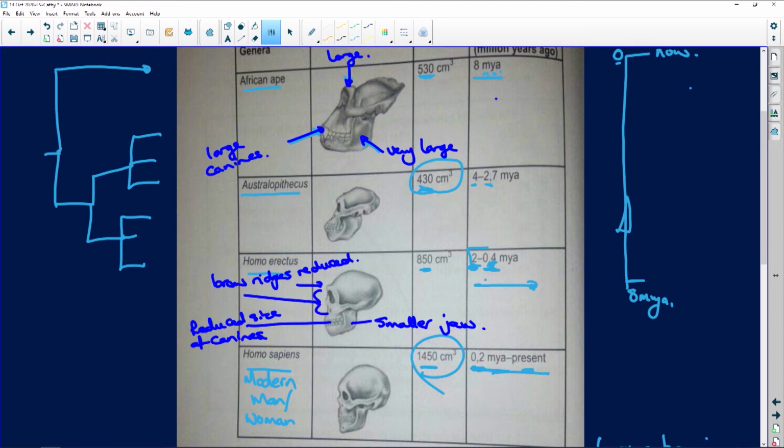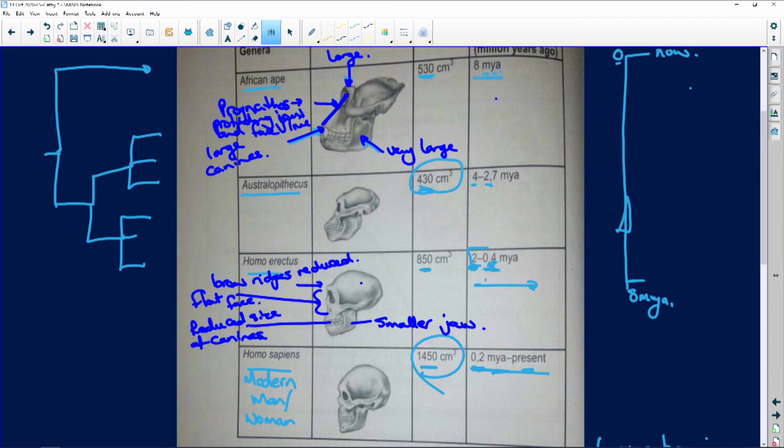This here is a flat face. Okay, and look here, what do we have? With this size, we are going to have prognathus. Okay, so what that means is that you have a protruding jaw and face line. See, look at the slope here.